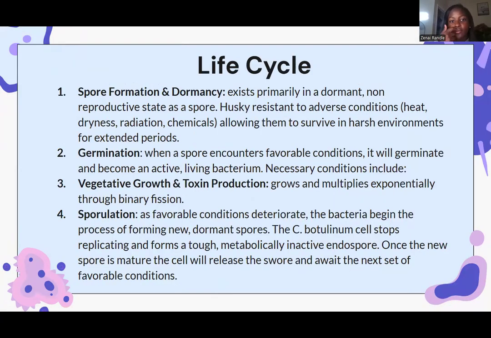First, its life cycle. It forms spores, and forms dormant spores. Then, when a spore encounters favorable conditions, it will germinate and become an active living bacterium. Then it grows and multiplies exponentially through binary fission. And as favorable conditions deteriorate, the bacteria begin forming new dormant spores. Those get released, and then the cycle starts over.